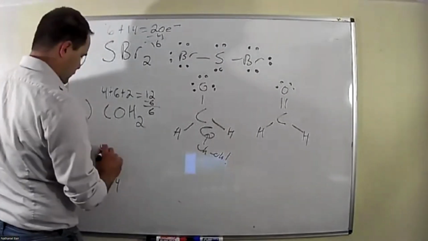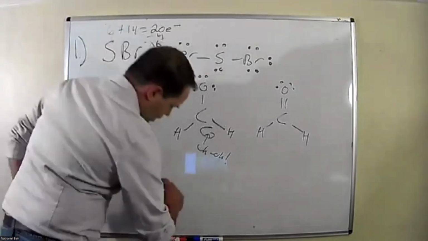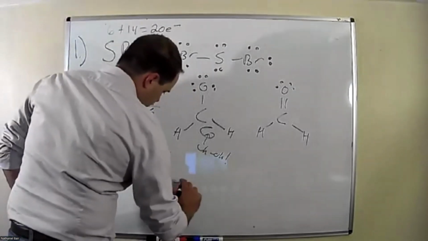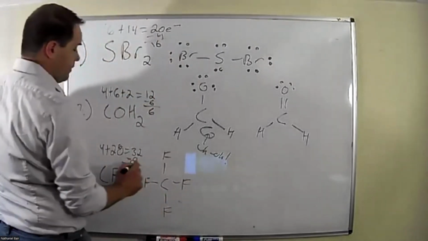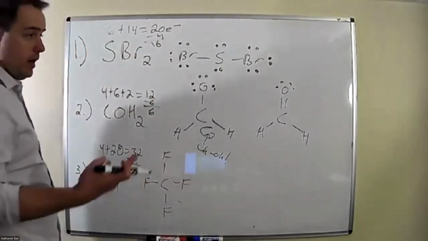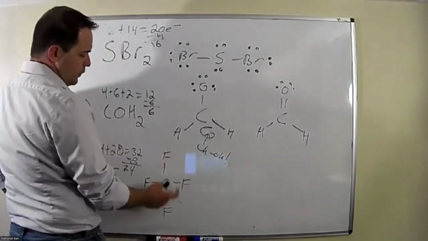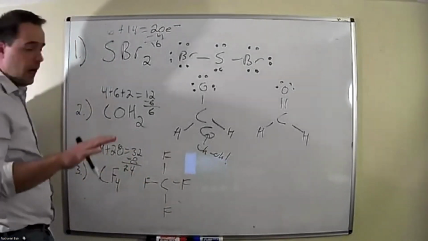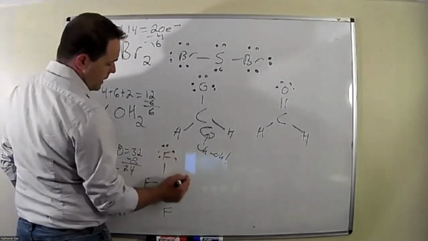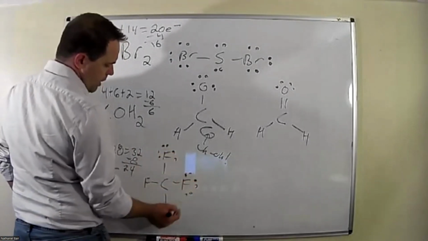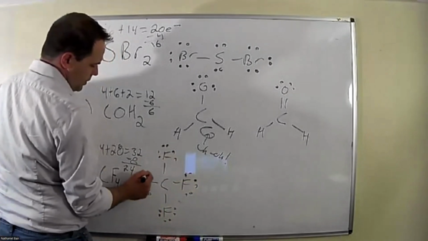CF4, let's do that. So that's 4 plus 28 equals 32. We got 32 electrons. Carbon in the middle. Fluorine, fluorine, fluorine, fluorine. Used up 8, leaves me with 24, right? 24 electrons. Carbon's happy. Carbon's got his 2, 4, 6, 8. Don't put any dots on carbon. Carbon's done. We got 24 electrons. 2, 4, 6, 8, 10, 12, 14, 16, 18, 20, 22, 24.